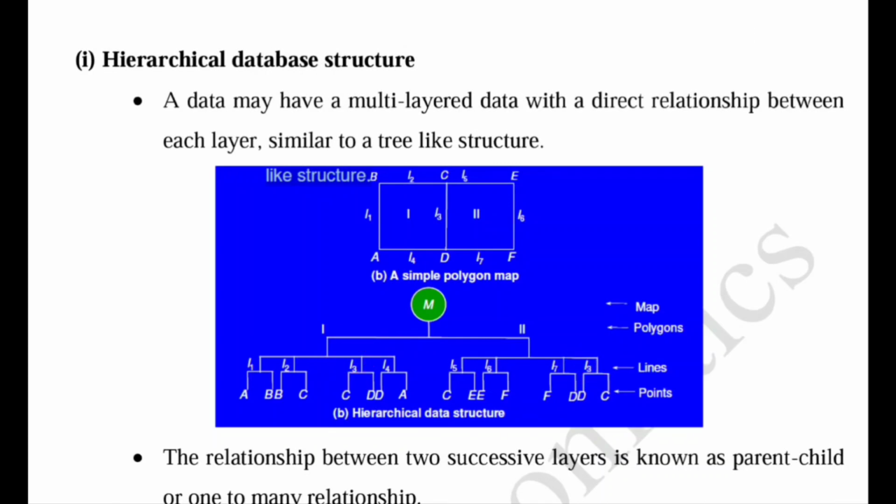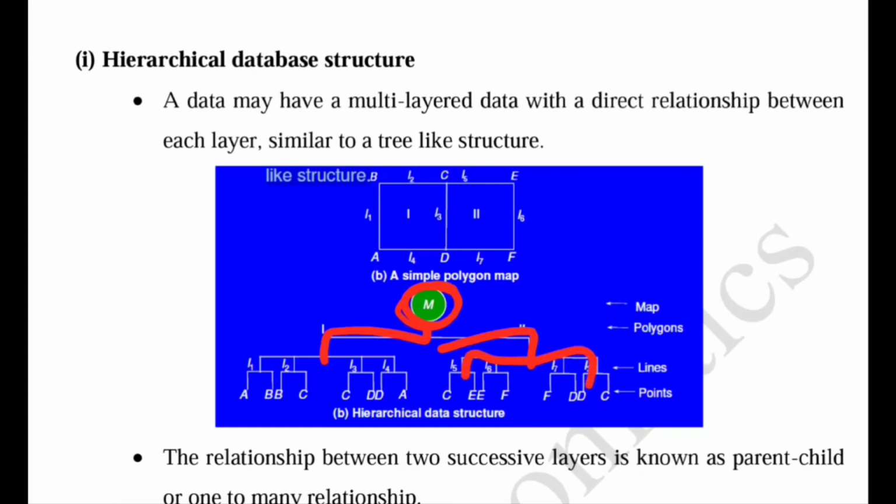Similarly, now these lines are made with the points A and B as L1. So L1 is further classified as A and B. L2 is made with B and C, so it is also linked with B and C. Similarly, these are the point features, L1 to L7 are the line features, and these are the polygon features, and this is the map. So it shows the parent and the child.